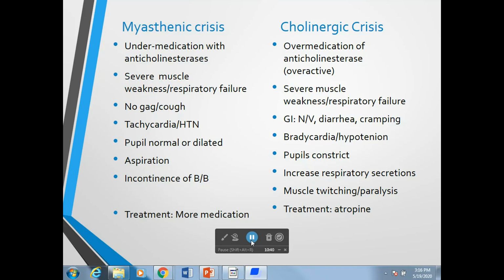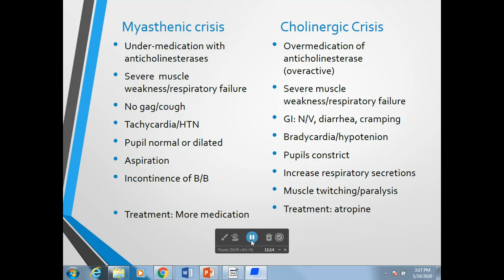With cholinergic crisis, this is when the patient has had too much medication, okay? So you're going to see, again, some very similar symptoms like severe muscle weakness. They could even have respiratory failure because what's happening here is that the muscle is getting overstimulated. They've got so much of this medication that the muscles are getting overstimulated because it's allowing too much acetylcholine to come in. Well, eventually the muscle is going to get fatigued, okay? So that's why you're going to see some of the same signs and symptoms.